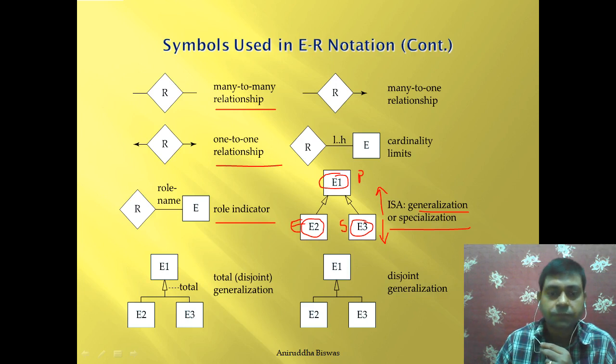Okay, now this is another representation, disjoint generalization, and there is something called overlapping specialization as well. So we have already discussed that.